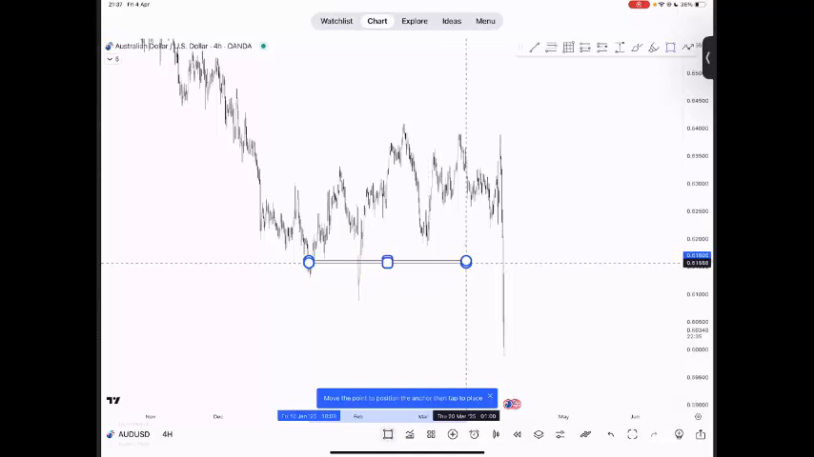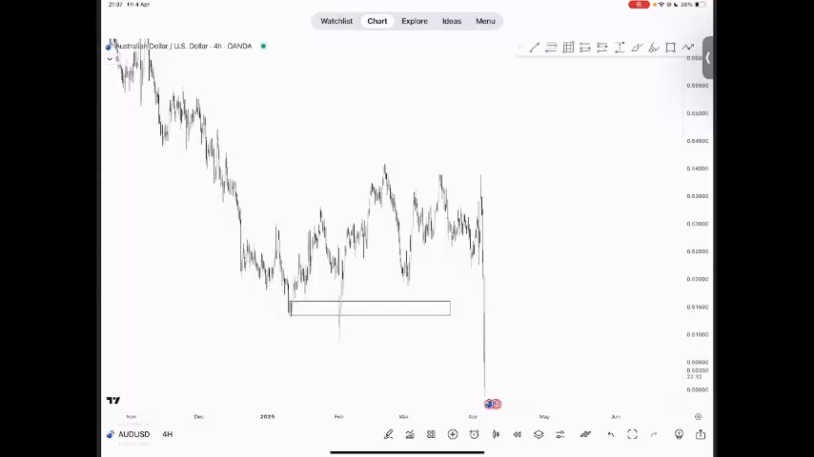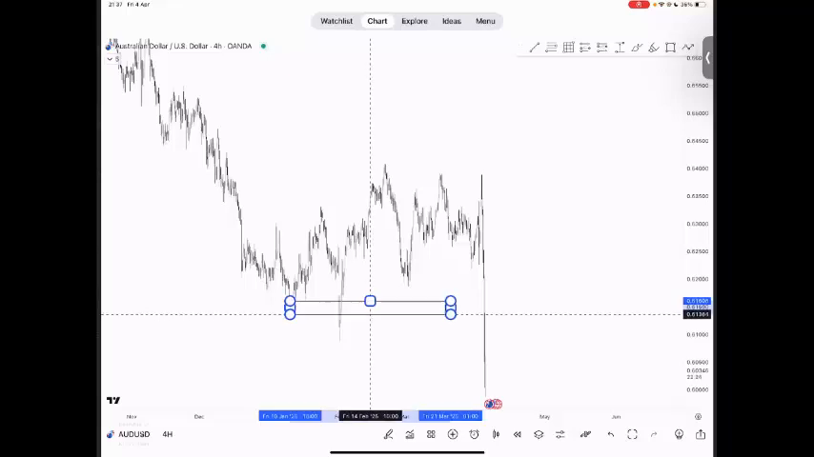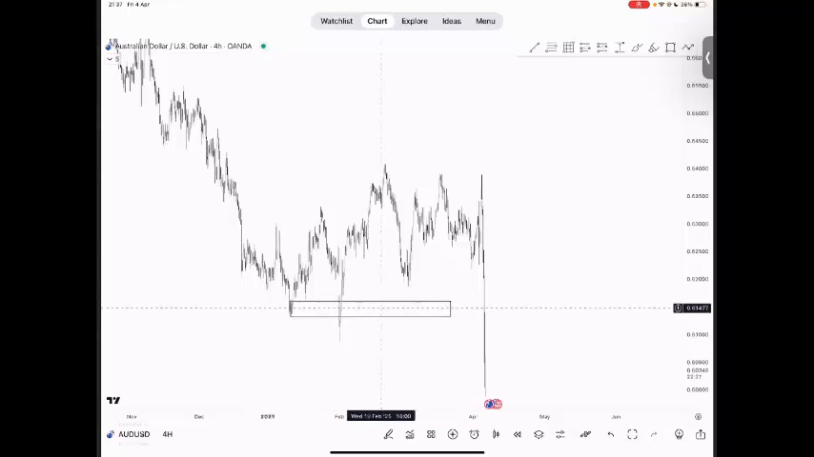Which equated to, I think, your inducement. This was point. I want to make sure that we're talking about the same point of interest. Was it this one? Yes, that one. When you had marked out that point of interest, the first and second break of structure had not yet occurred.